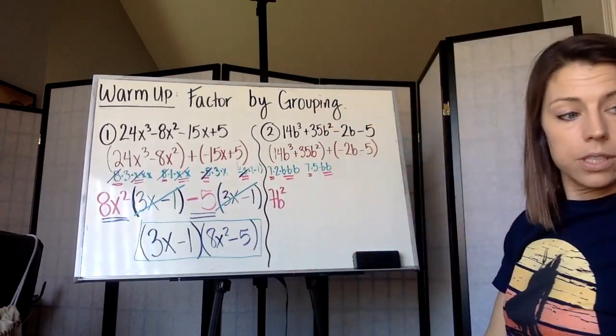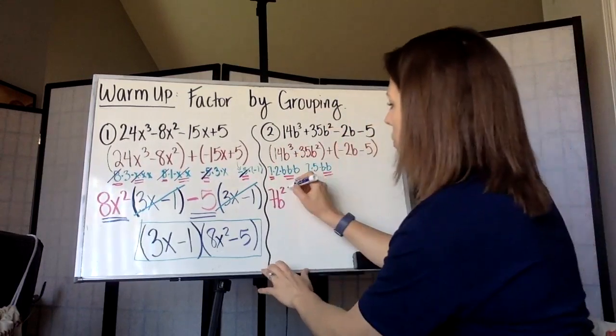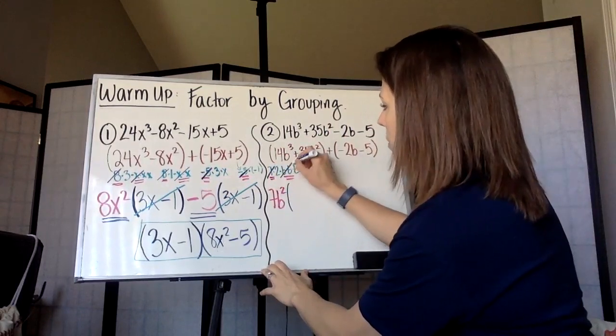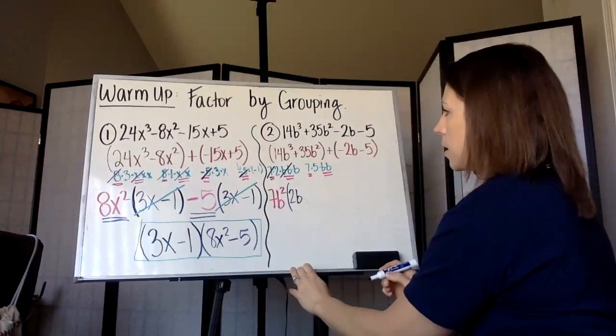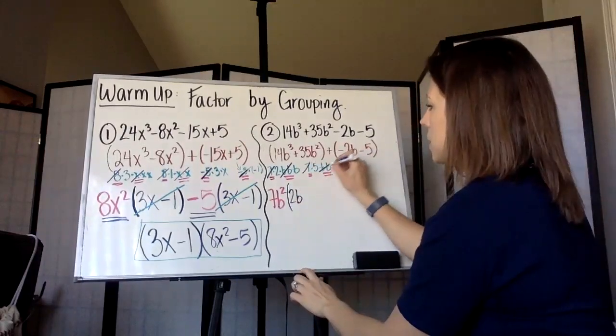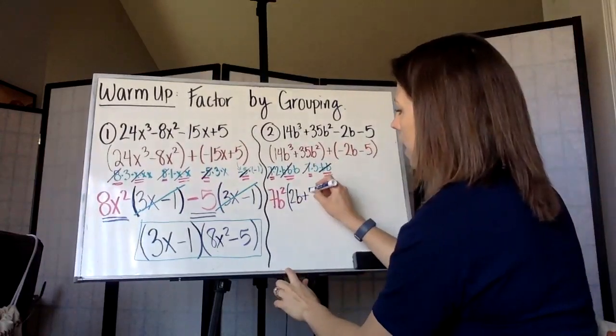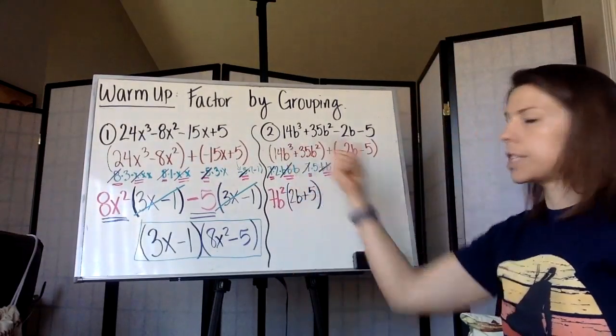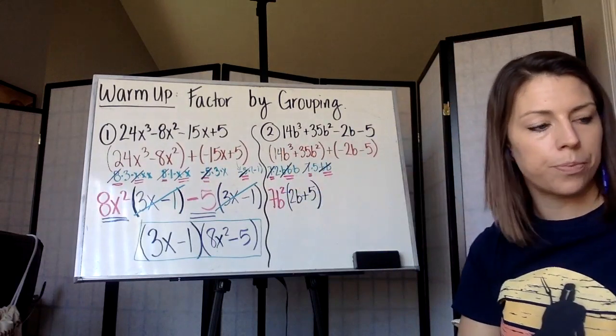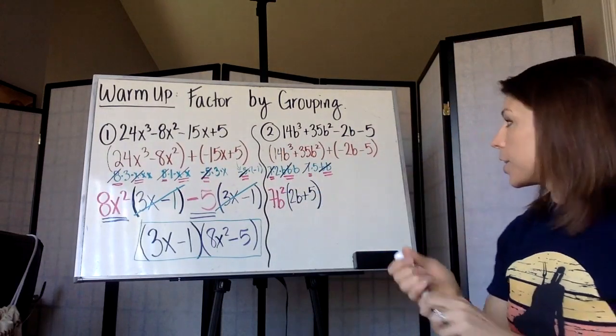When I factor out 7b squared, what am I left with? Well, when I take out the 7 and the b squared, I'm left with 2b in the first term. When I take out the 7 and the b squared, I'm left with positive 5 in the second term. So all I've done is GCF factoring of the first binomial. Let's take a look at the second binomial.